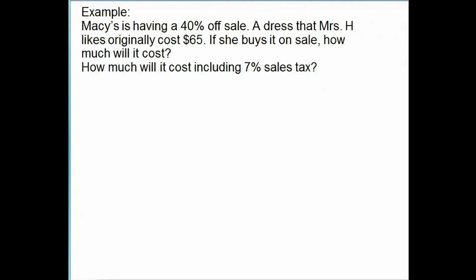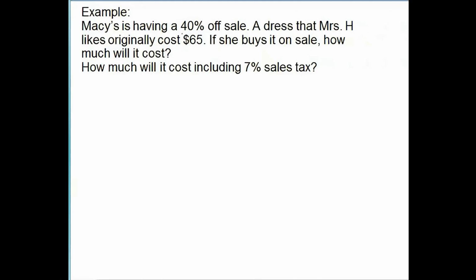Macy's is having a 40% off sale. A dress that Mrs. H likes originally cost $65. If she buys it on sale, how much will it cost? Then we have another part to this question. How much will it cost including 7% sales tax? So we'll leave the second part and concentrate on the first part.